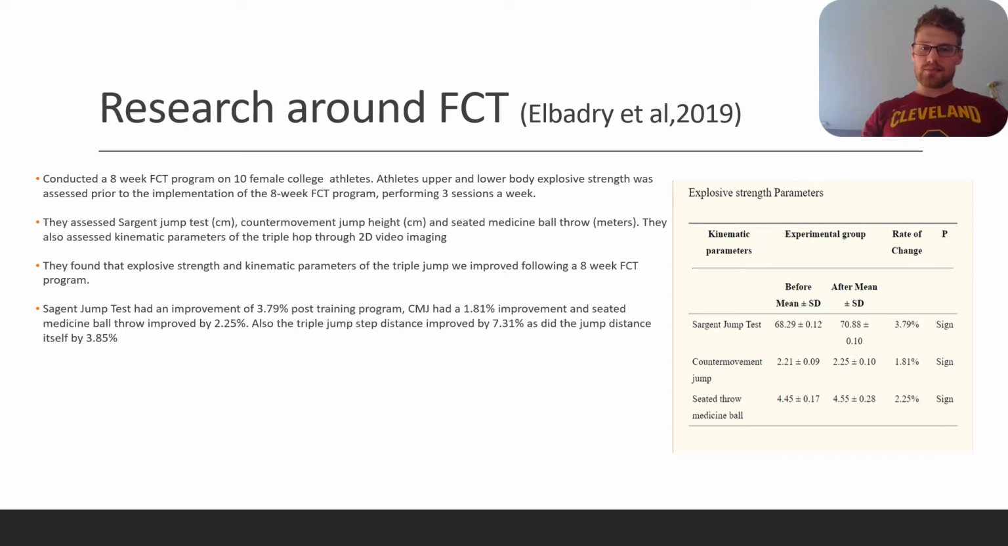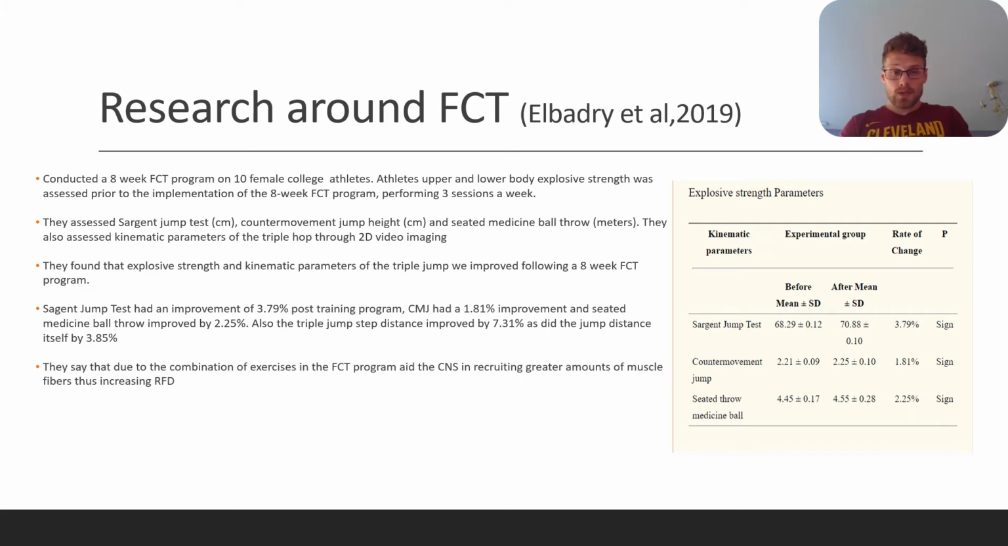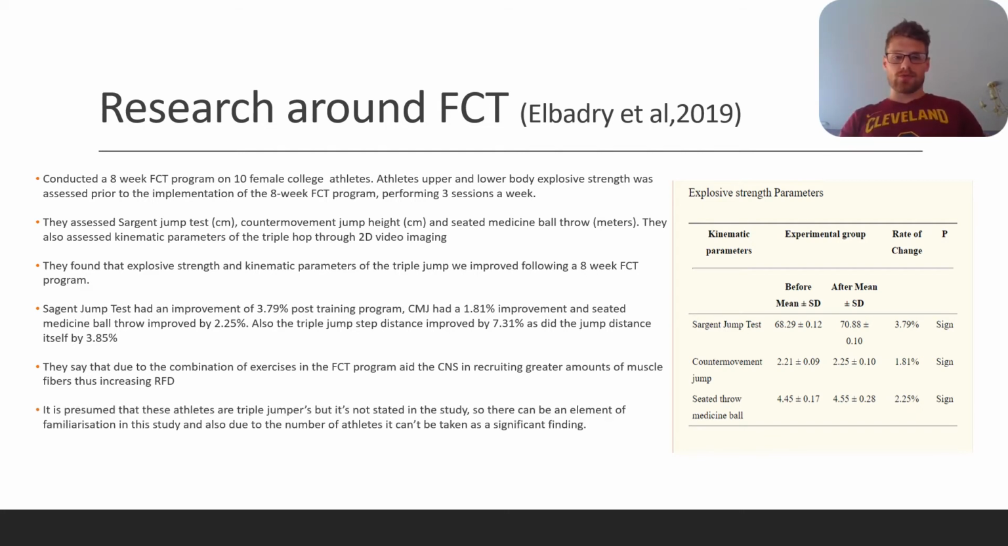So the Sargent test improved by just under 4%, countermovement jump improved by just under 2%, the triple jump distance improved by just under 4%, so significant improvements. They say that due to the combination of exercises, the FCT program aided the CNS in recruiting greater amounts of muscle fibers, increasing the rate of force development.